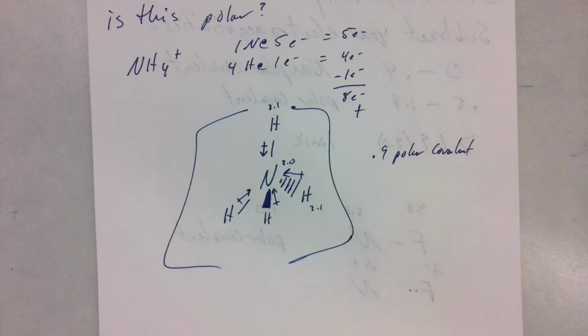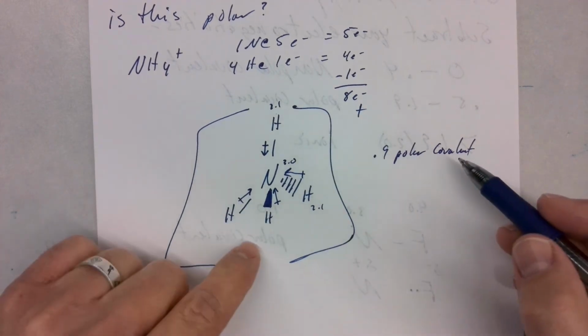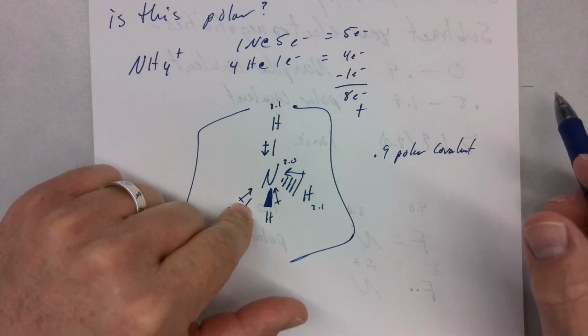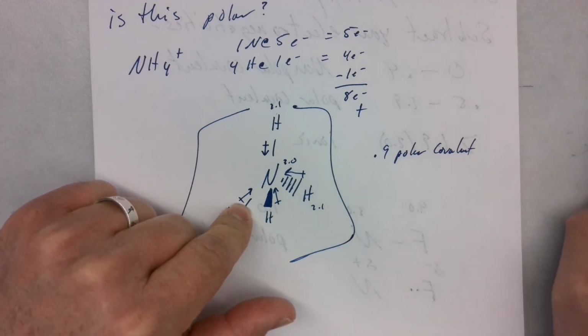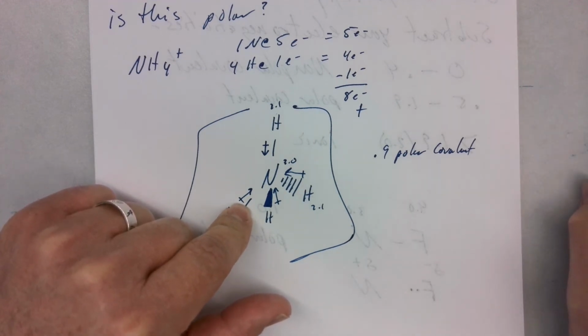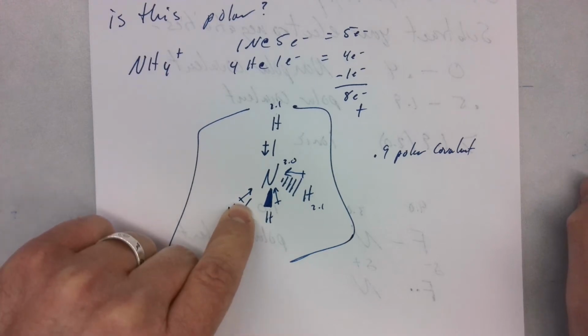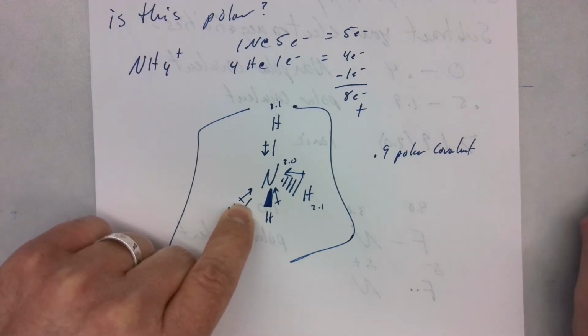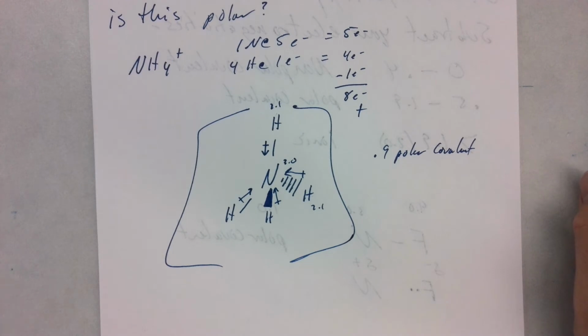Okay, now each one of my bonds is polar, but is my molecule polar? No, I don't think so, because there's no lone pairs that makes one side more negative. Okay, you're right. That's a dead giveaway, usually. If there's lone pairs on that central atom, it's probably going to be polar. All right, there's no lone pairs here, but think about it.